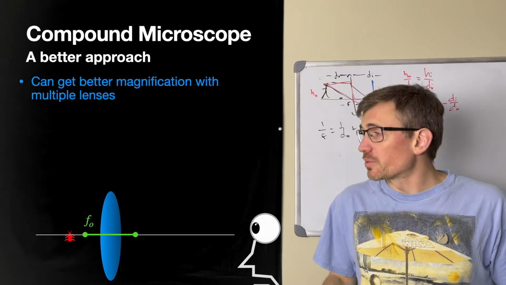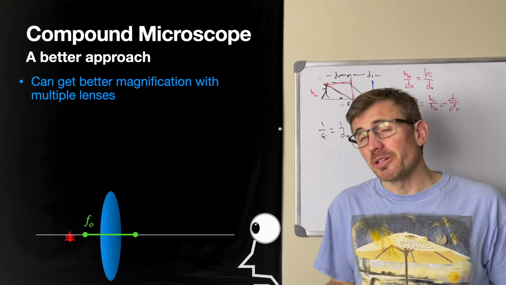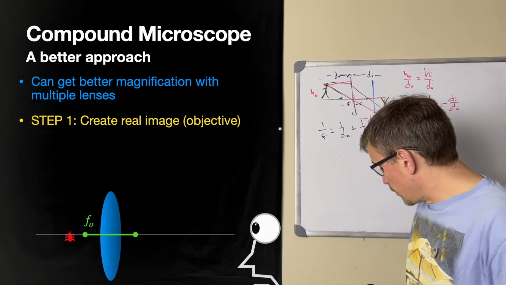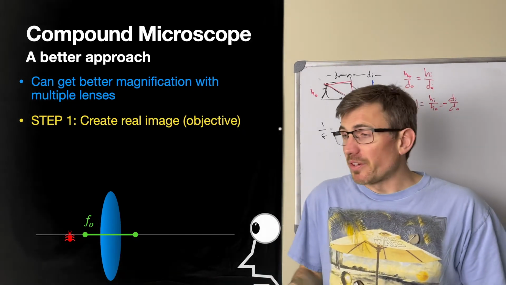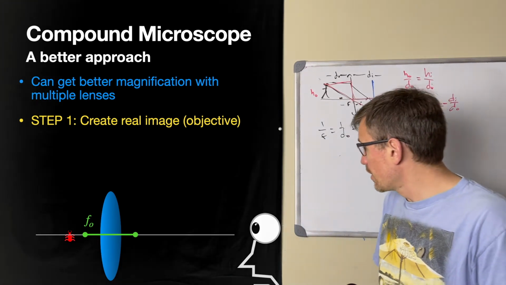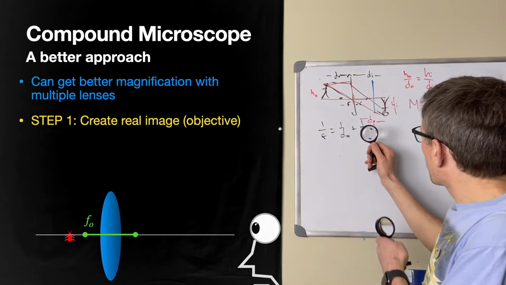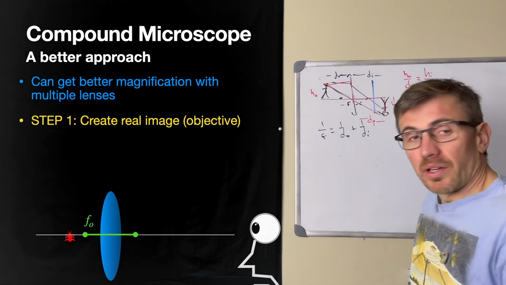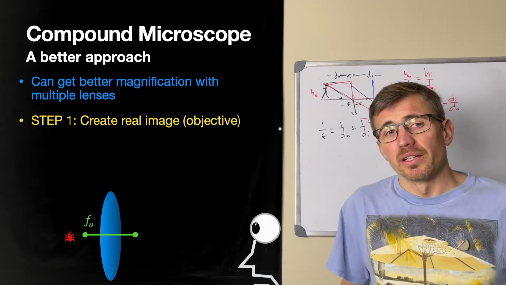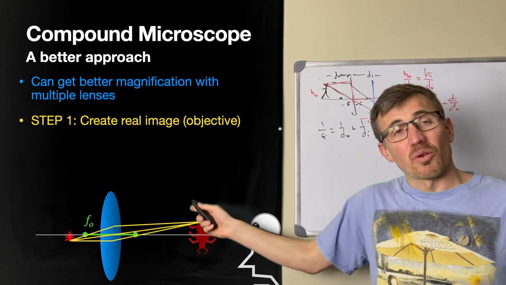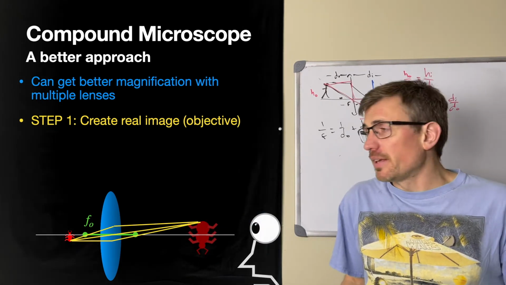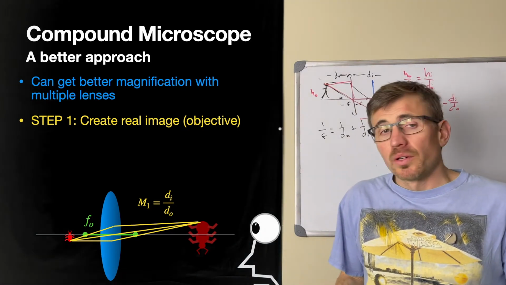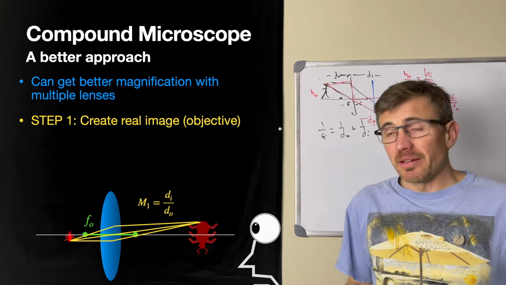So what we're going to do is take two lenses to make a better image, and we're going to use a two-step process. So step one, we'll form a real image of a very small object. We're going to form a real image of something small that we want to look at, and that's going to come out here somewhere. Okay, so let's think about that. Here's our bug. It forms a real image here, and it has a given magnification, just given by the thin lens formula. So what are our object and image distances here?